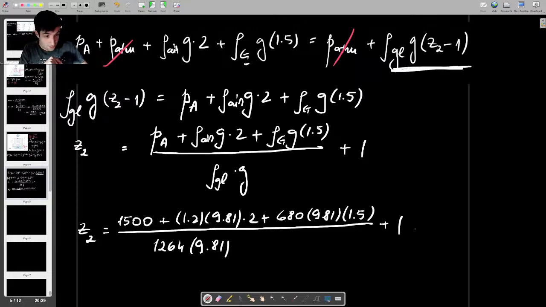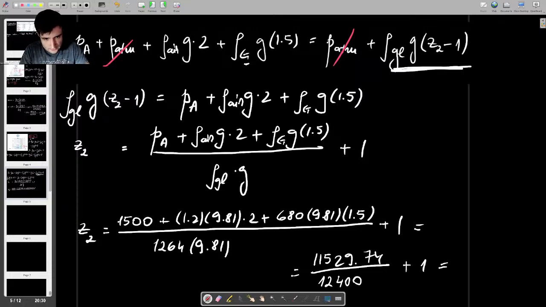Okay, so now we just have to plug the numbers in, so I'll do the top first. I like to do them bit by bit. So 1.2 times 9.81 times 2 plus 680 times 9.81 times 1.5, 1500. Okay, so the top is 11,529.74 and the bottom is 1264 times 9.81, which is 12,400 roughly. I'm just gonna write it like this, plus 1.